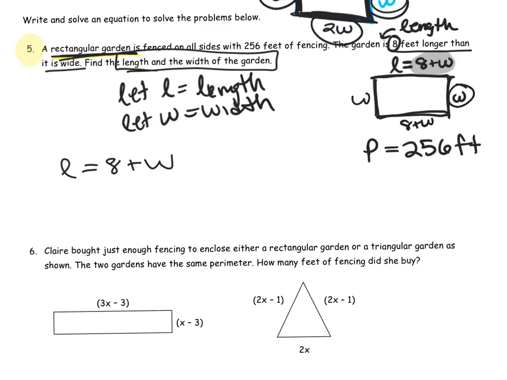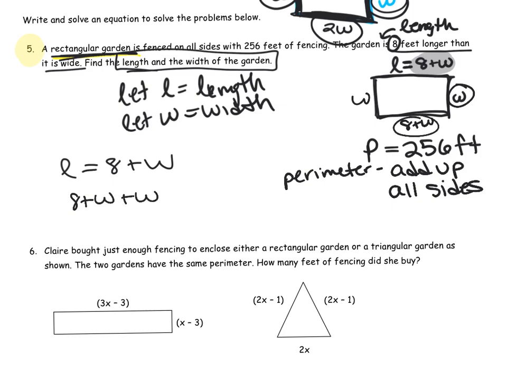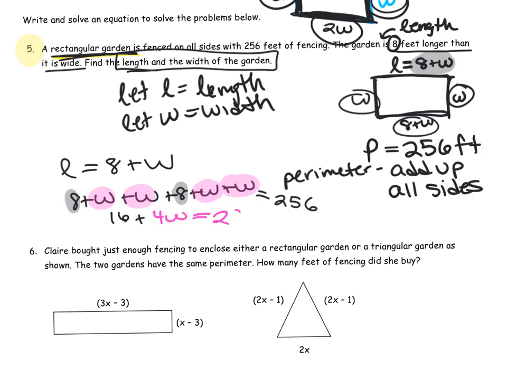To find perimeter, we add up all the sides. You should write that down: perimeter, add up all the sides. In this case, it's 4 sides because it's a rectangle. So let's do it. We have 8 plus W plus W plus 8 plus W plus W, and the whole thing equals 256. We have 8 plus 8, that's 16, plus I have 1, 2, 3, 4 W's, plus 4W equals that 256.